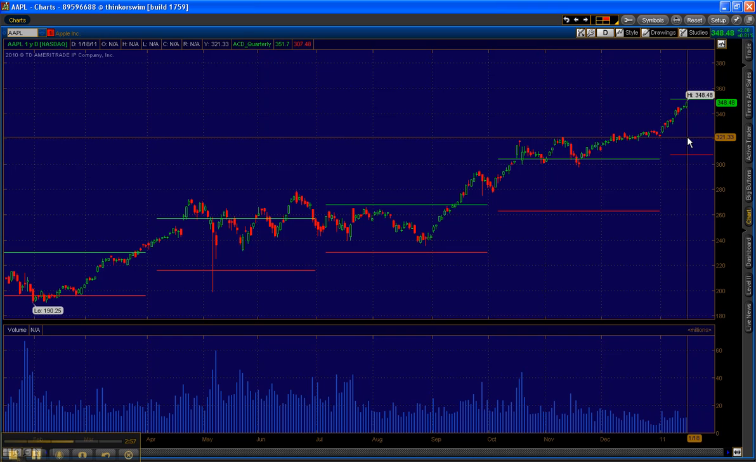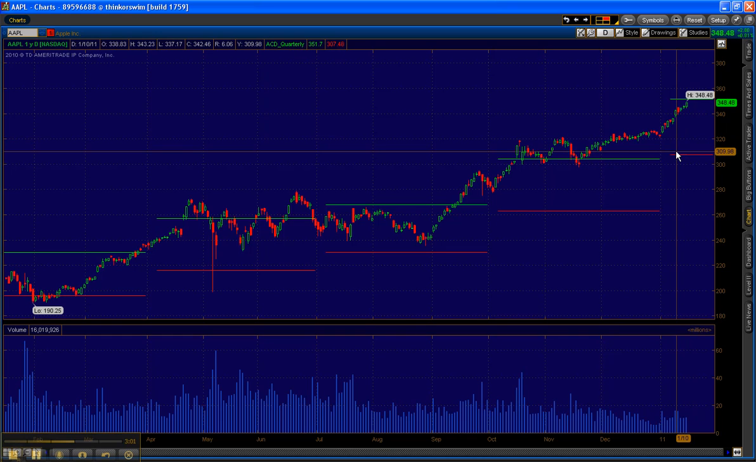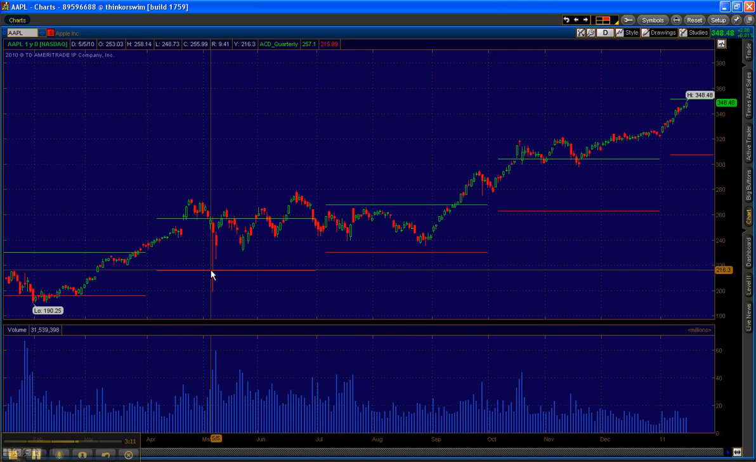You'll notice that back in the third quarter of last year, Apple tested its quarterly level. It successfully tested, bounced off of it at the 235 area. You'll notice back in May during the flash crash, 215 was a quarterly level. We traded down to 200, in a matter of seconds, and we pretty much bounced right off of that. And we also tested it in the first quarter of last year, when it was down around 196, 195. So several opportunities.